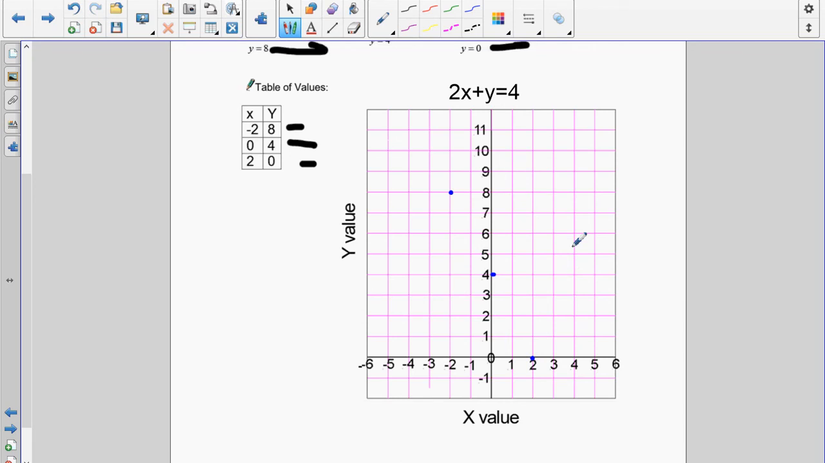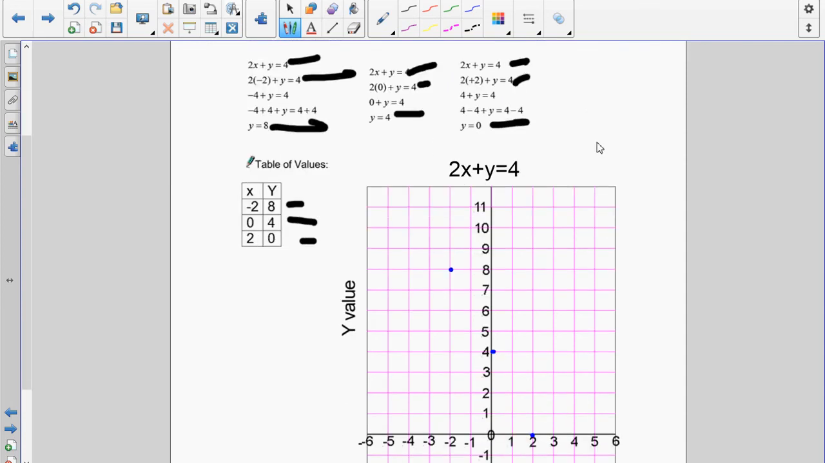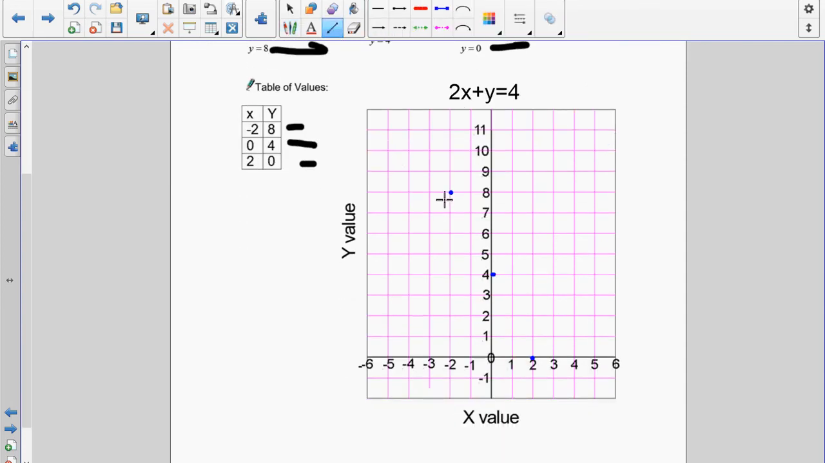Now, do we join it with a line? Go back up here. What's it say? It doesn't say anything about our values being integers, so yes, you're going to need a line. And your line is going to go through all of your points. And there you go. So you see it goes through all of my values almost perfectly.